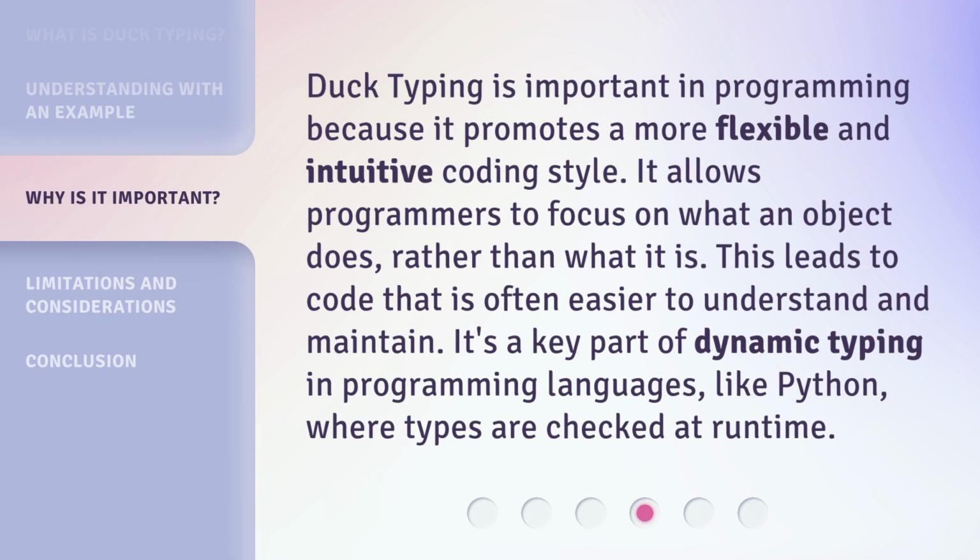Duck typing is important in programming because it promotes a more flexible and intuitive coding style. It allows programmers to focus on what an object does, rather than what it is. This leads to code that is often easier to understand and maintain. It's a key part of dynamic typing in programming languages, like Python, where types are checked at runtime.